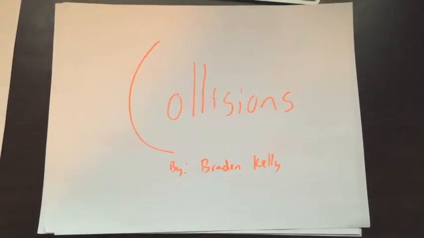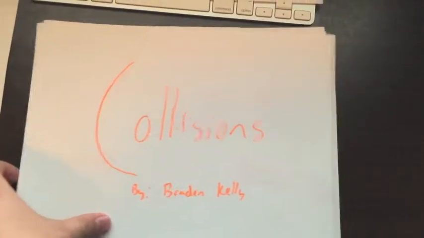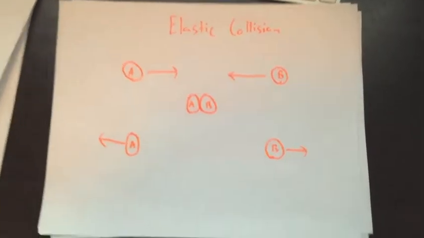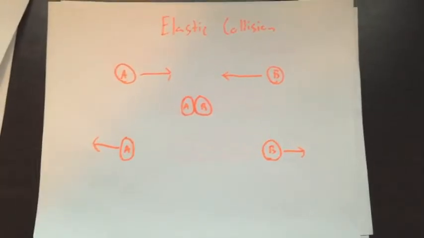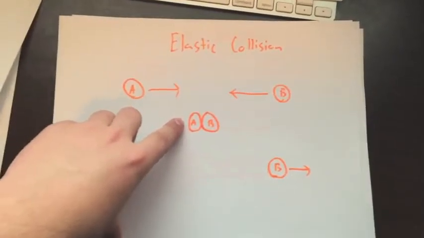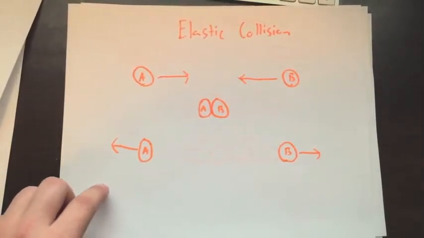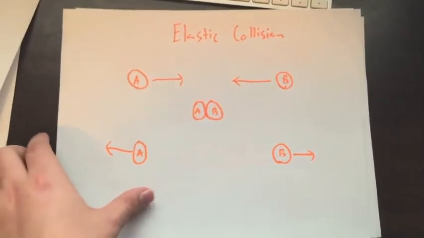There are two different types of collisions: elastic collisions and inelastic collisions. The first collision is an elastic collision. In this case, two objects will bounce into each other, which is shown here, and when they collide, they will bounce off, and momentum and kinetic energy will both be conserved.